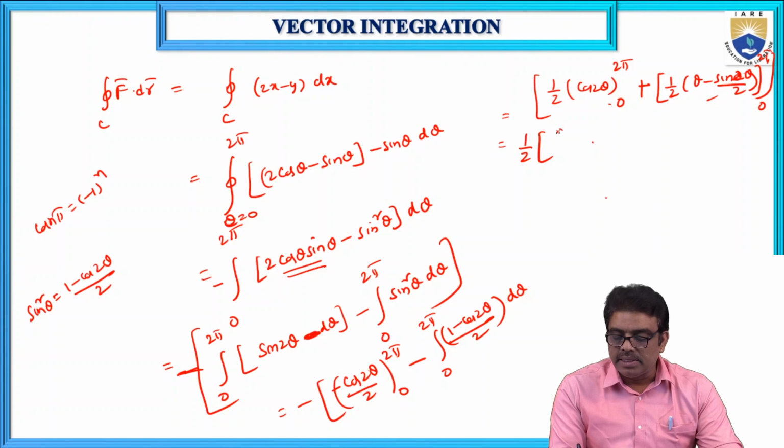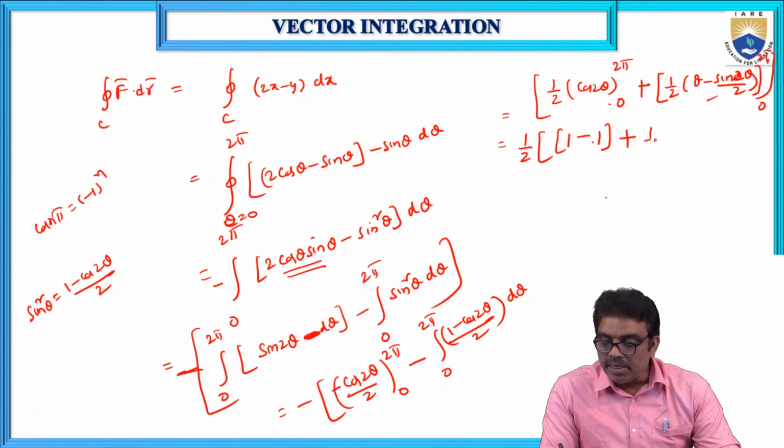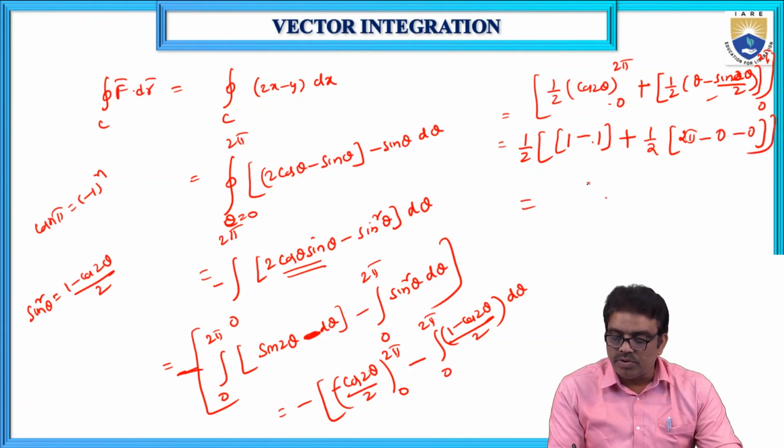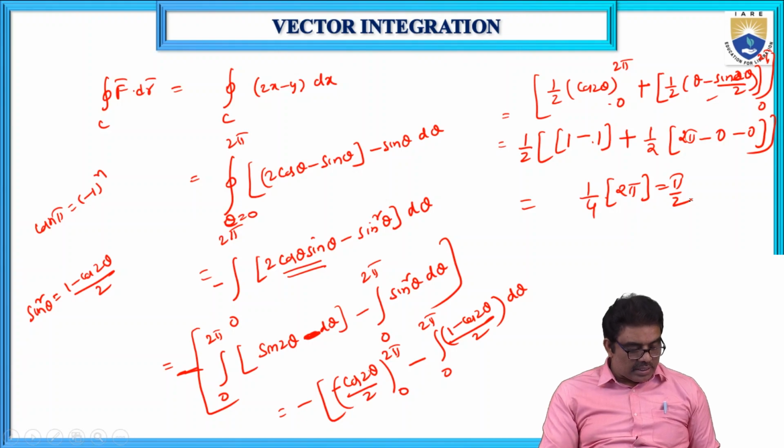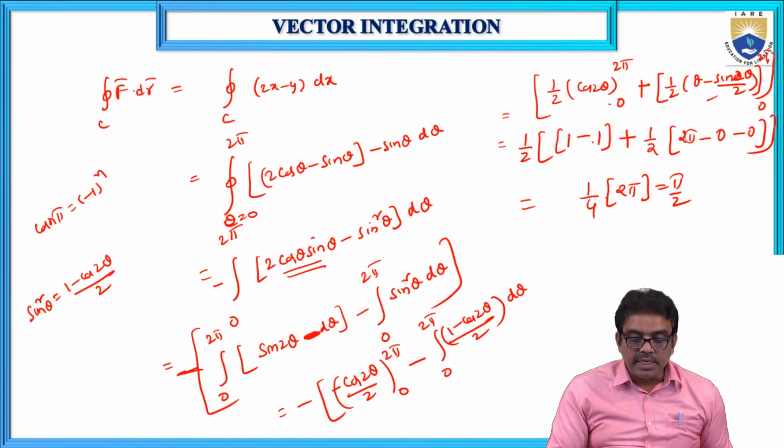Cos 4 pi is equal to plus 1, and minus cos 0 is also 1. So the limit value is 0. But here, 1 by 2 into 2 pi minus sin n pi, which is 0 at the lower limit, entirely 0. That is equal to 1 by 4 into 2 pi, which is equal to pi by 2. So I'll check the answer later. This is pi by 2. What is the value of this one? I'll check the value.